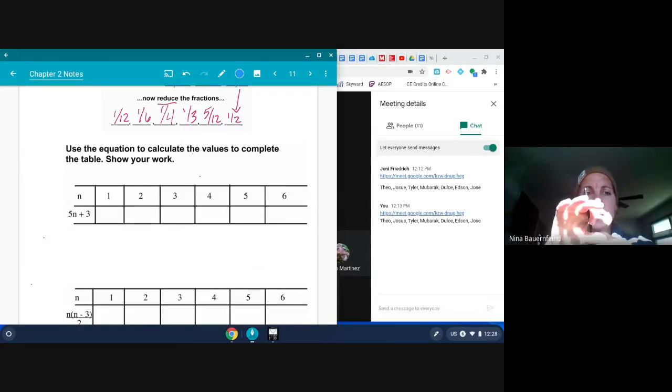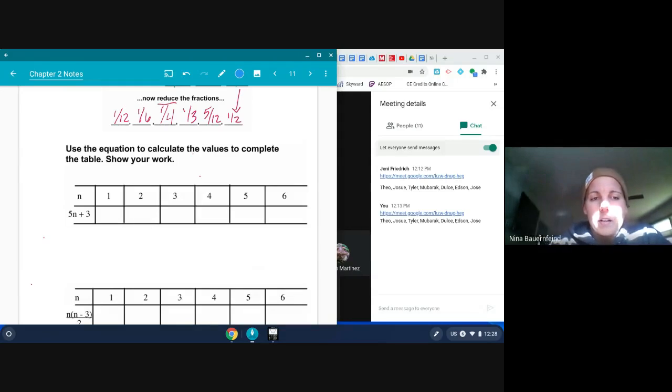Okay. So this part is going to be like the back page of your homework. I just want to make sure you know how to do this. So this is kind of where this stuff applies. It says use the table to calculate the values. So here's an equation and we're doing it for different values for n. So what's going to happen is we're going to go 5 times 1 plus 3. Then we do 5 times 2 plus 3.